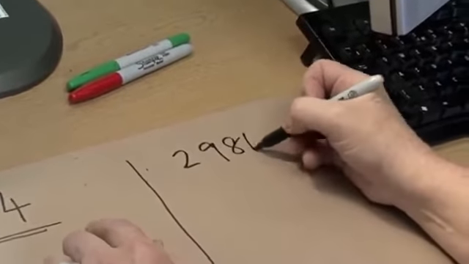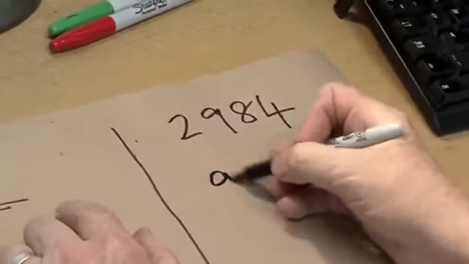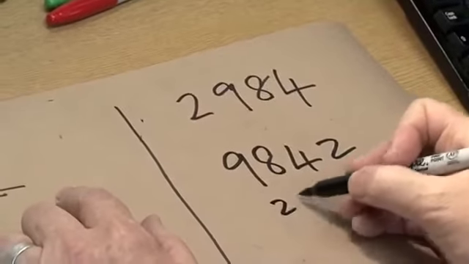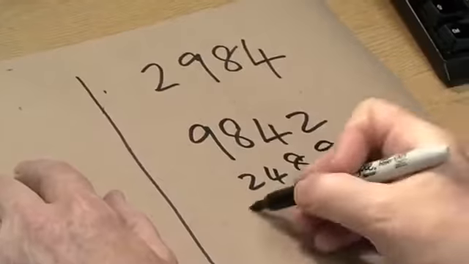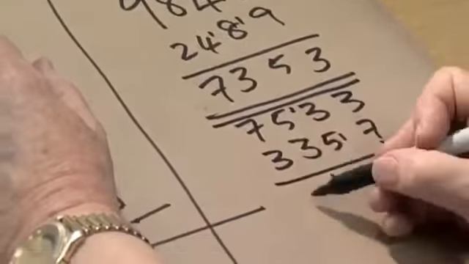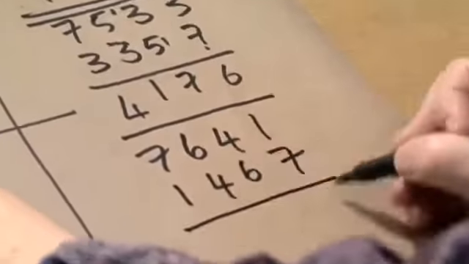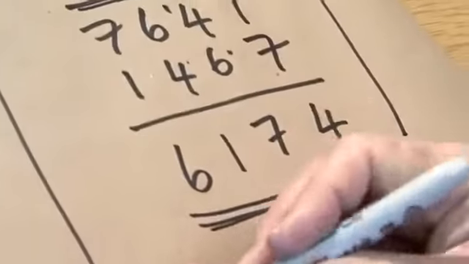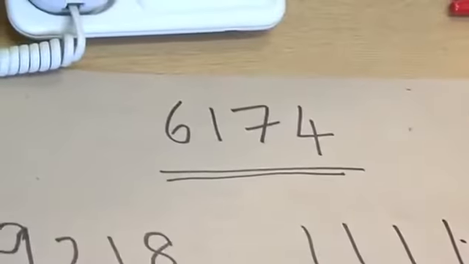2984. So I have to first put it in order of the numbers, and then change them around and take one away from the other. I've got the Kaprekar number in 3 goes, so you just chose one at random, and it took 3 goes to get to it.